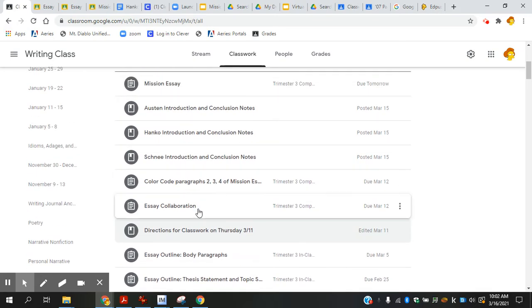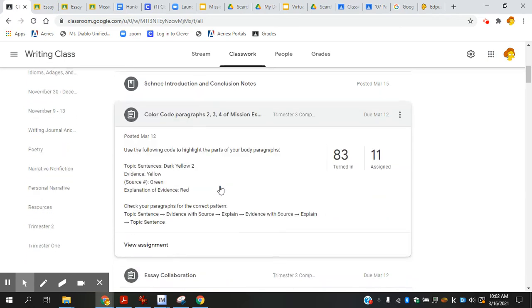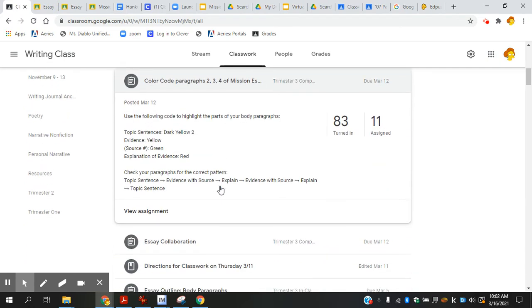I also had you color coding and collaborating on your essays. Collaborating was when you read your essay to someone else, listened to someone else read their essay. So if you were having trouble, weren't sure what to do, hopefully by collaborating with another peer, you were able to at least get a better idea of what you were trying to do, or you got some good feedback.